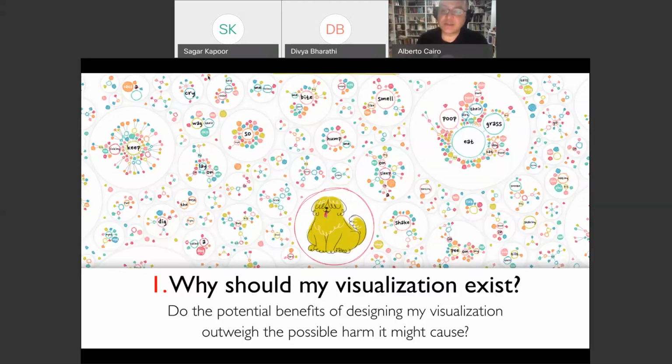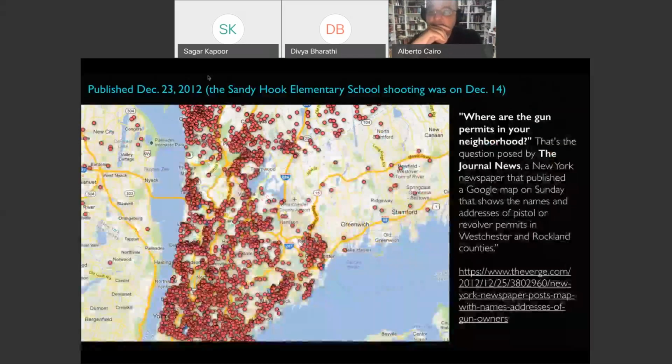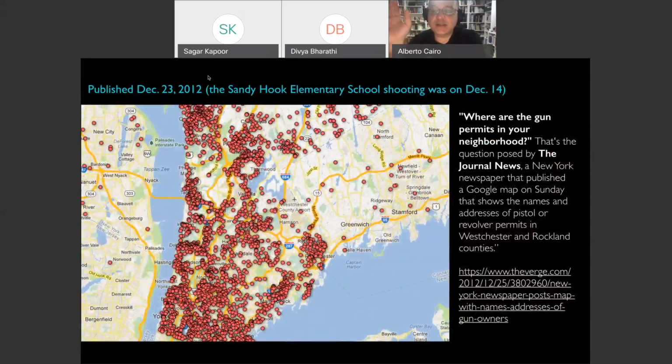And I'm going to show you just one example that probably will end up in the following book, which is this one. At the end of 2012, there was a terrible mass shooting in the United States, in an elementary school called Sandy Hook Elementary in Connecticut.